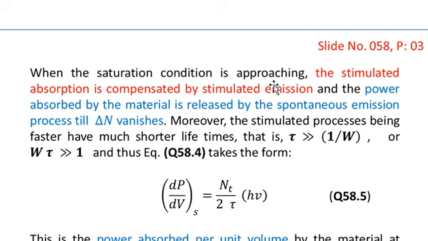When the saturation condition is approaching, the stimulated absorption is compensated by stimulated emission, and the power absorbed by the material is released by the spontaneous emission process till delta n vanishes. Moreover, the stimulated process being faster, the spontaneous processes have much shorter lifetimes, that is tau is much greater than 1 over W.